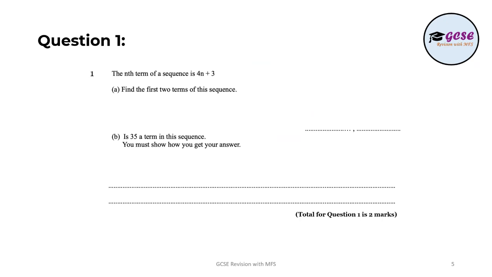Okay, I'm going to go through the answers now. We've got some brilliant answers in the Q&A. So the nth term of a sequence is 4n plus 3. Find the first two terms of this sequence.